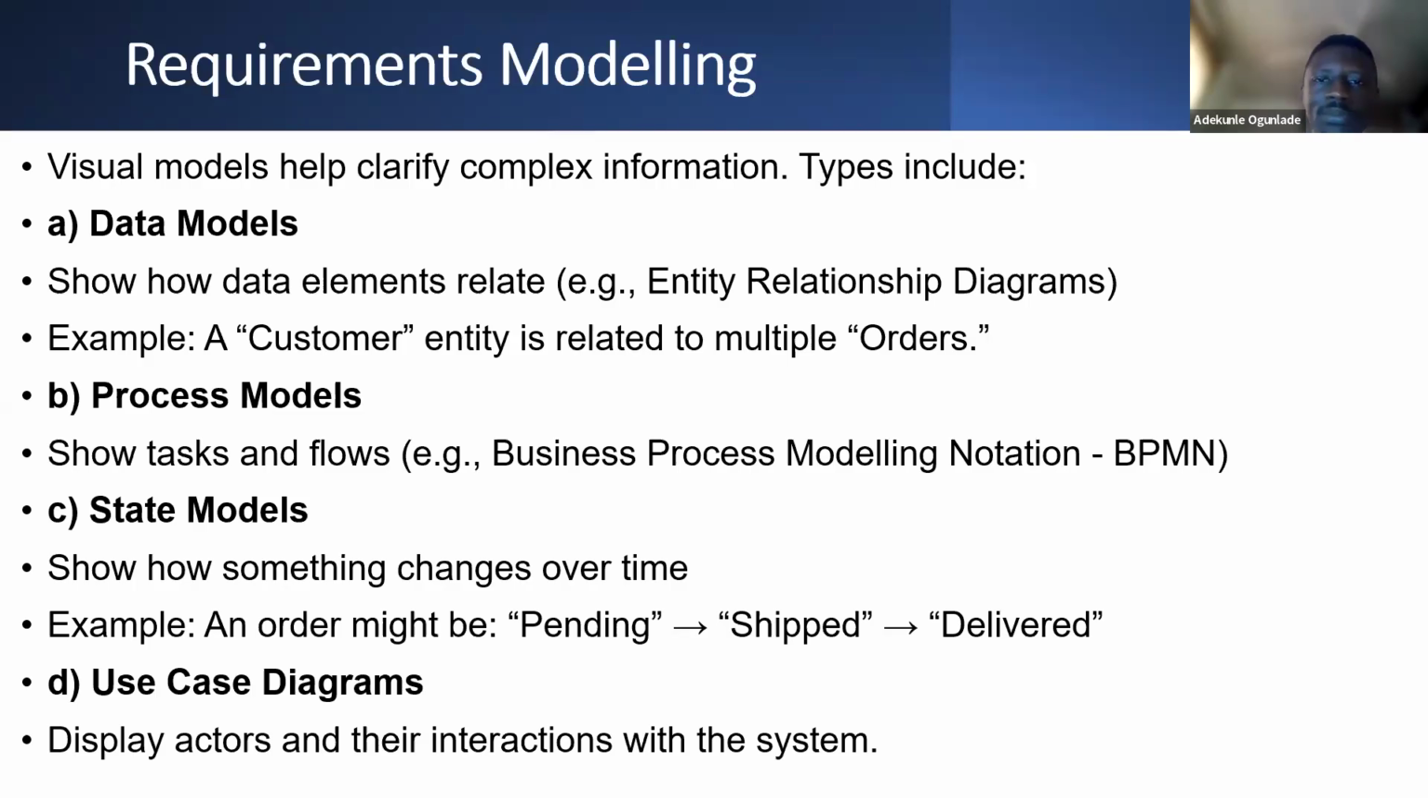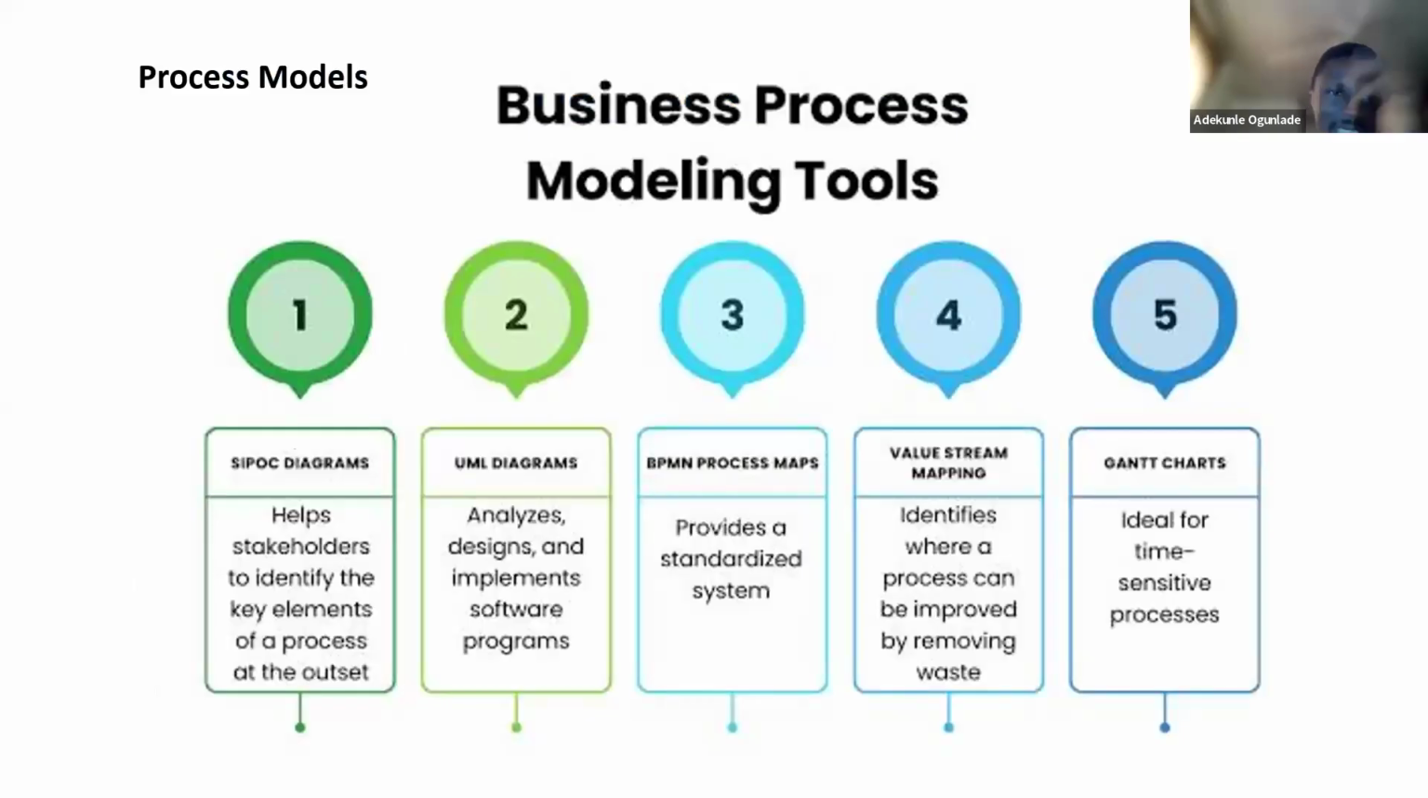So let's take a look at process models. Under process models, there are different models that we can make use of. Still under business process modeling tools, there's a cycle diagram, which helps stakeholders identify the key elements of a business at the outset. There's the UML diagram, the unified modeling language, which analyzes, designs, and implements software programs. And then there's the BPMN process maps, which provide a standardized system.